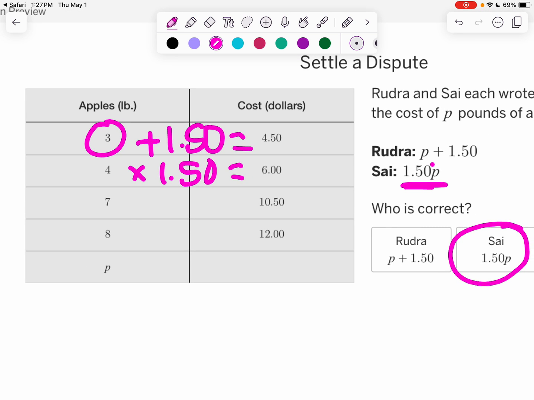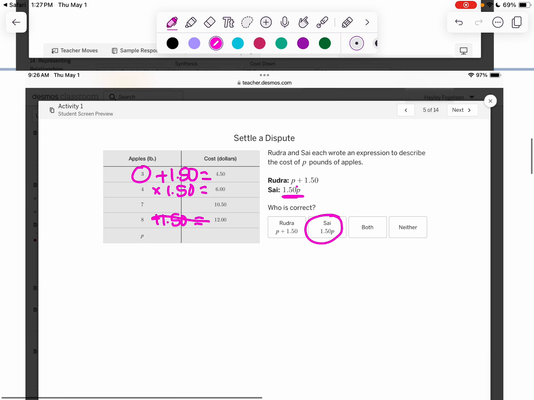So if we said 8 plus $1.50, that would be $9.50, which is not 12. So Rudra's does not work. So it is Sai.